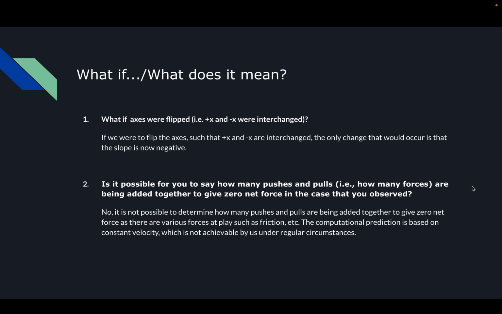What if the axes were flipped, that is, plus x and minus x were interchanged? If we were to flip the axes such that plus x and minus x are interchanged, the only change that would occur is that the slope is non-negative.